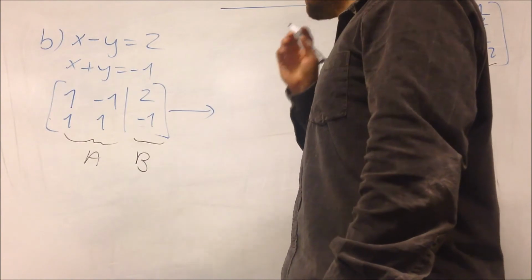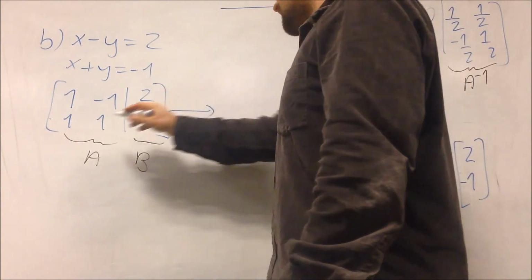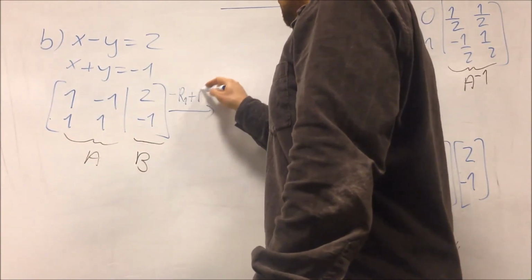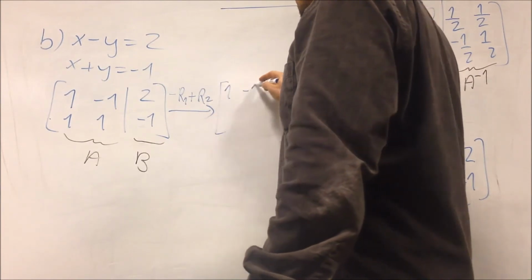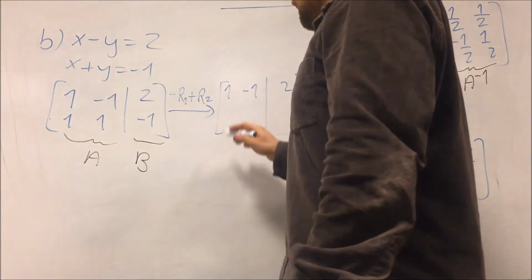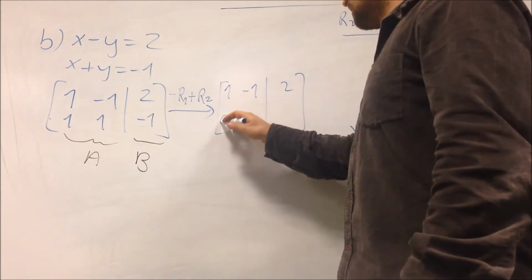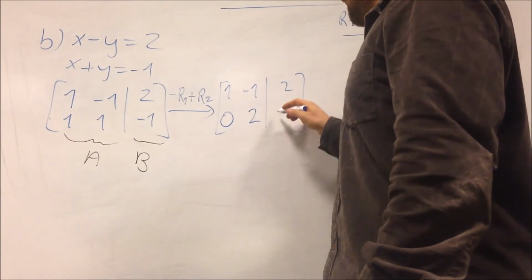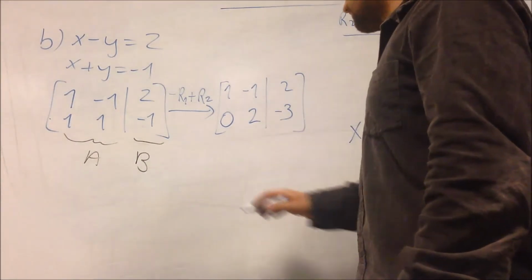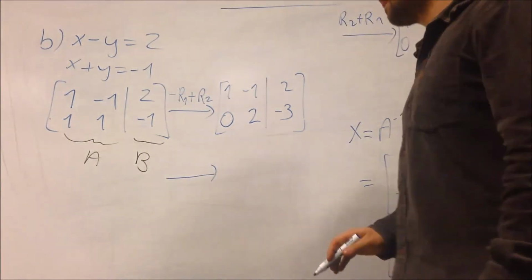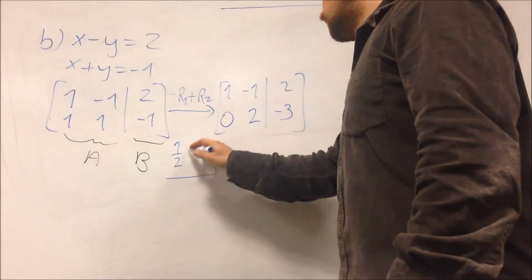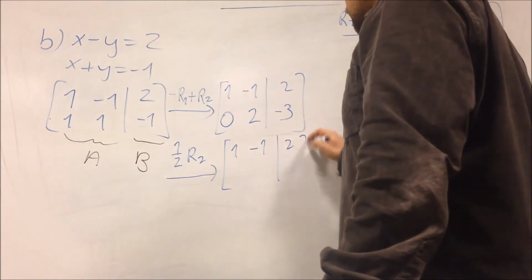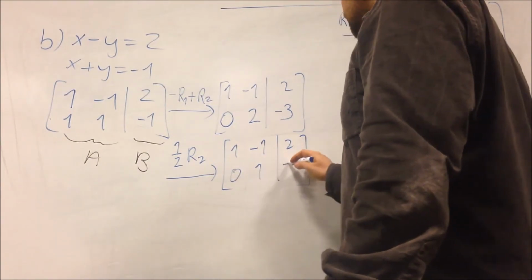We will apply a similar set of operations. Again, to get rid of this 1, minus row 1 may be added to row 2. Row 1 remains the same, and row 2 becomes 0, 2, and we have a minus 3 here. And 1 over 2, row 2 may be applied. First row remains the same. We get this kind of a result.